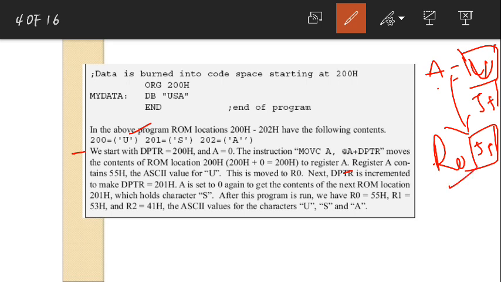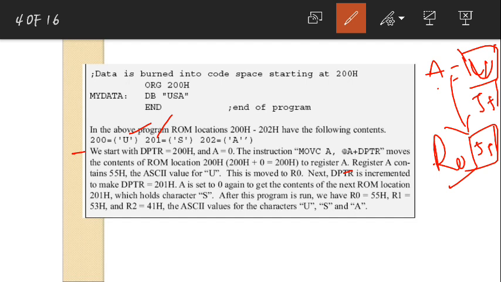This is done. After that, next what you are doing, you are incrementing DPTR. From 200 you will move to 201 now. You are incrementing DPTR to make DPTR equal to 201. After that, we will again make A is equal to 0. Again, to get the contents of the next ROM location 201, which holds character S.